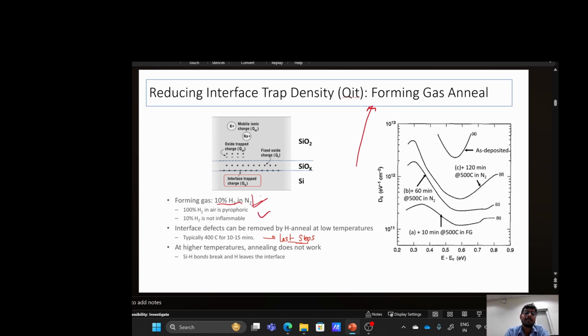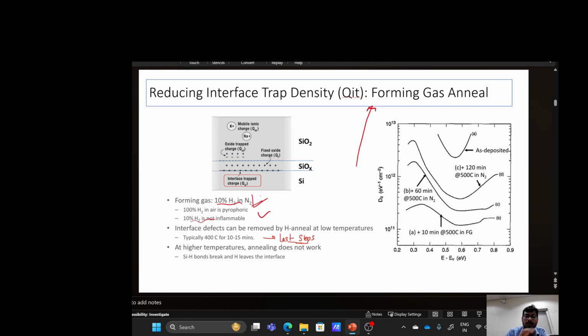Okay, because hydrogen is inflammable, whenever it is 100% hydrogen you cannot use it, because as soon as it comes near the oxygen, it is pyrophoric, it catches fire. Okay, so with 10% hydrogen we can do that, or 5% hydrogen we can do that.